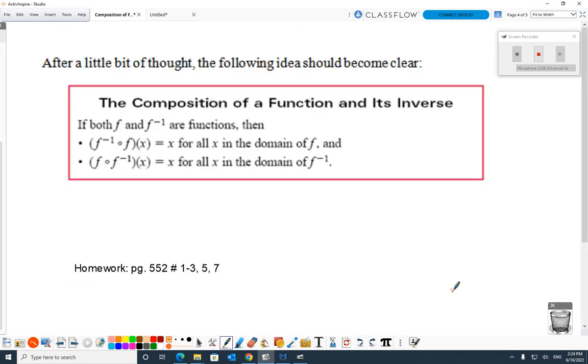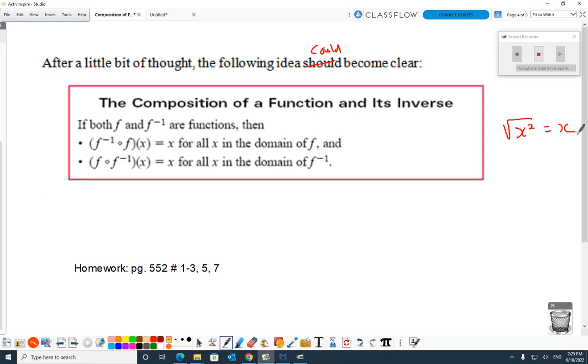Page 5 is blank. After a bit of thought, the following idea should... Let's go with could. Could become clear. Well, should sort of implies like, oh, this is going to be obvious. Of course. But could is like, oh, we might understand that now. If both f and f inverse are functions, then f inverse at f equals x all the time. What we mean is, if you do the inverse one right after another, if you sub the inverse into itself, you should get the x back.